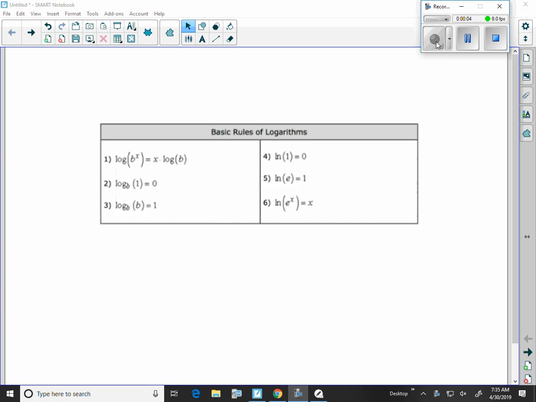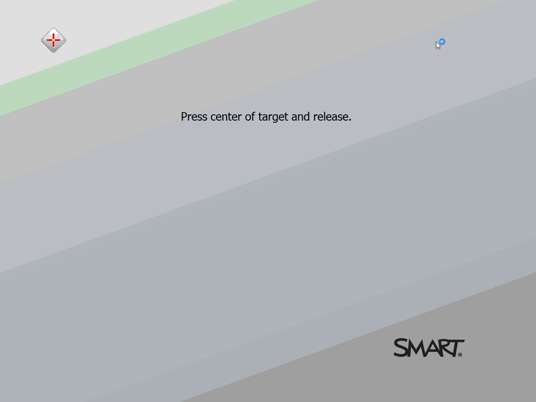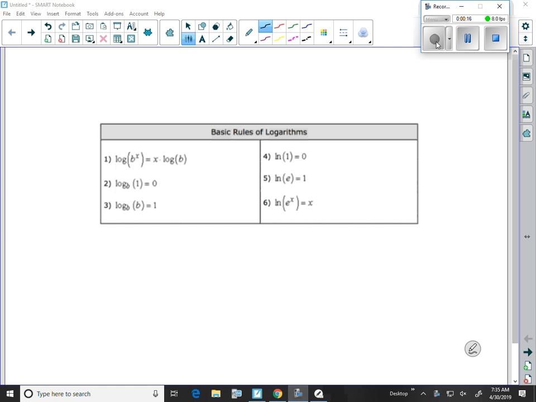Take a look at that first box there, it has some rules in it. Some of them we have already discussed, and some of them we have not. I know that some are written with log and some are written with ln, so you have the regular log and then you have the natural log. All of these rules apply no matter which type of log you're using.